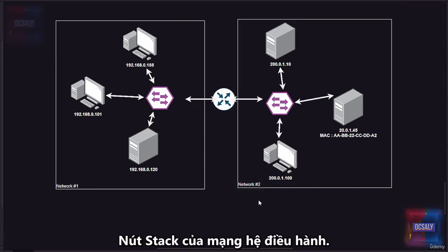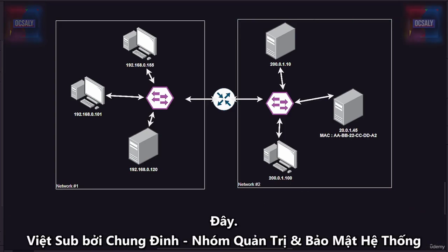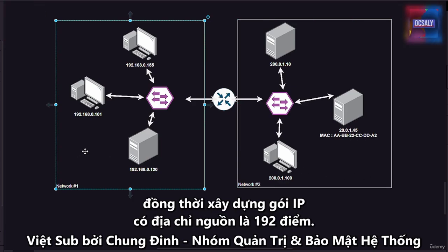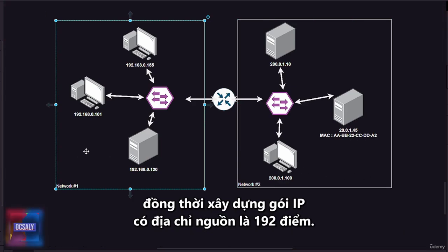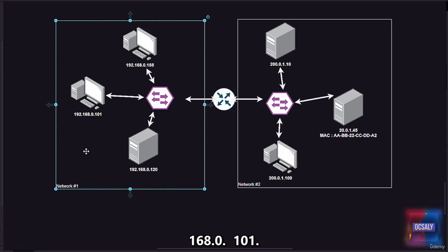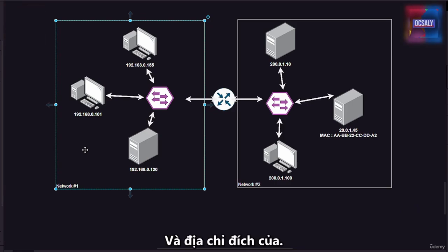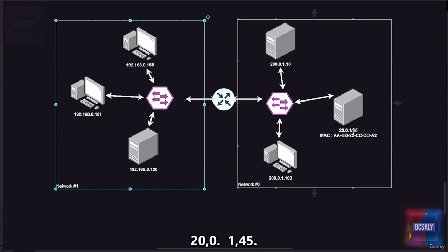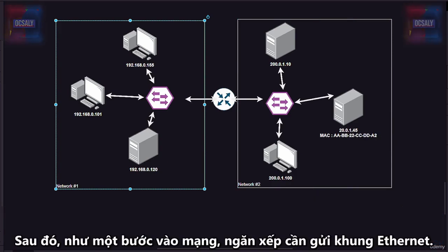The operating system network stack on the node here encapsulates the application and transport layer data, and builds an IP packet with a source address of 192.168.0.101 and a destination address of 20.0.1.45. Then, as step 2, the network stack needs to send an Ethernet frame.